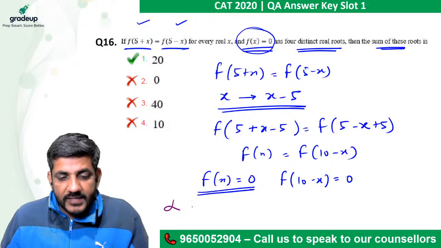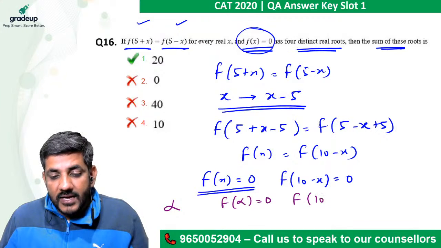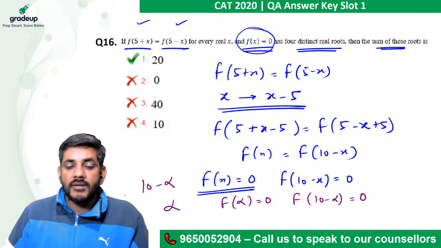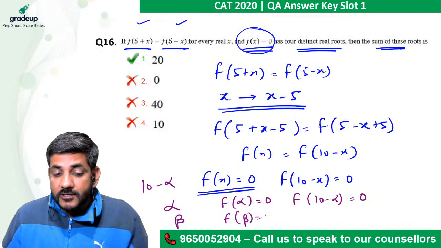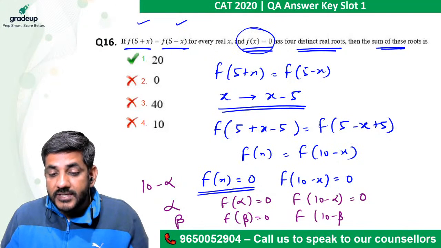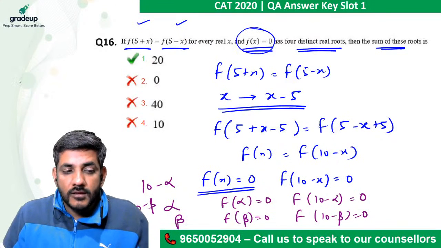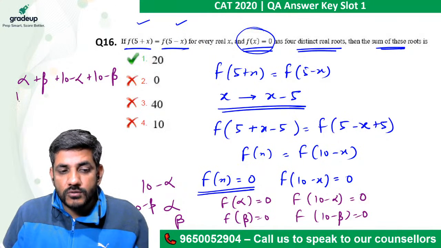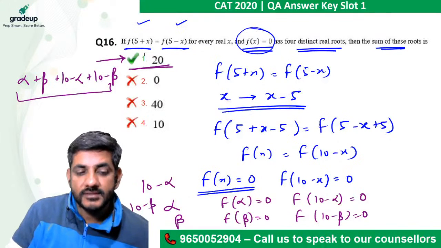That means if alpha is a root, so f of alpha should be 0. So can I say f of 10 minus alpha should also be 0? So automatically a root appears as 10 minus alpha. And if beta is a root, that means f of beta is 0. So again I can say f of 10 minus beta would also be equal to 0. So 10 minus beta would also appear as a root. So one of the roots is alpha, one is beta, one is 10 minus alpha, one is 10 minus beta. The question is asking you about the sum of all those. The sum of all those roots is 20. So 20 should be the correct answer for this question.